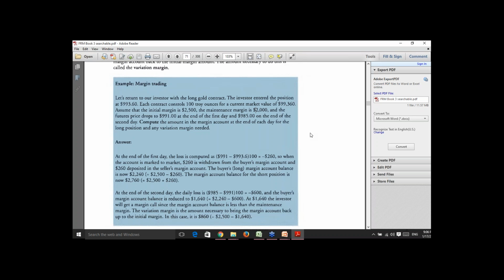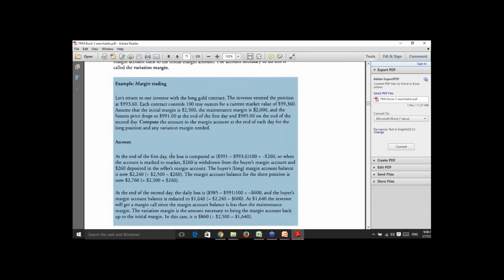So it is telling you to compute the amount in the margin account. So how much margin is left in the margin account at each trading day. So we understand that in future contracts we have daily marking to market settlement. So normally profit is credited into your account and losses are taken from the initial margin you have deposited. And if the margin falls below the maintenance margin, you get a margin call. So here is the solution.